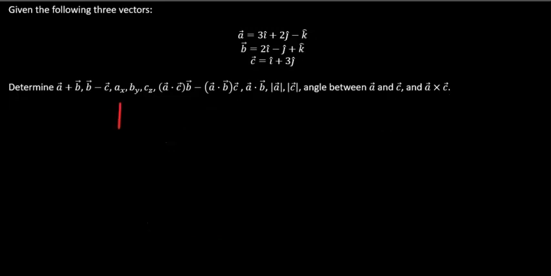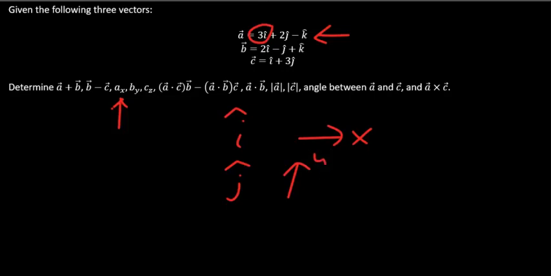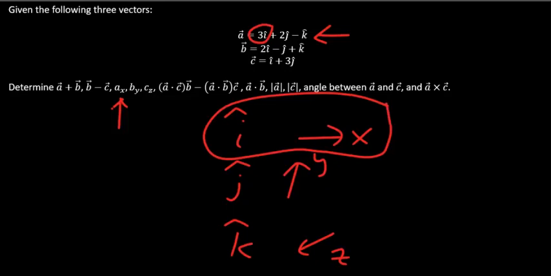Next, A sub x. That means the x component of vector A. Vector A is given by that expression. The x component is the number that multiplies the unit vector i hat, because i hat is the unit vector along the x-axis. j hat is the unit vector along the y-axis, and k hat is the unit vector along the z-axis. So the number that multiplies the unit vector along the x-axis is the x component of that vector. In this case, A x is quite simply 3.